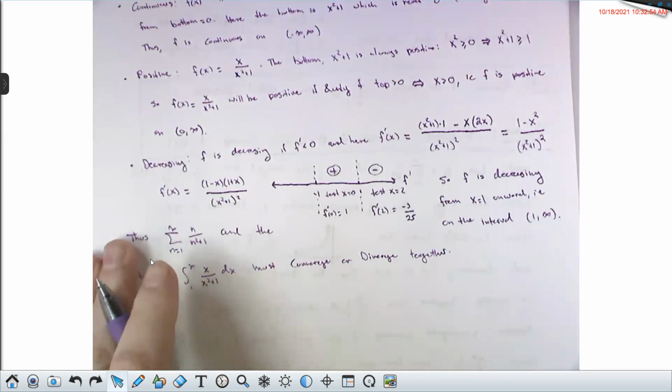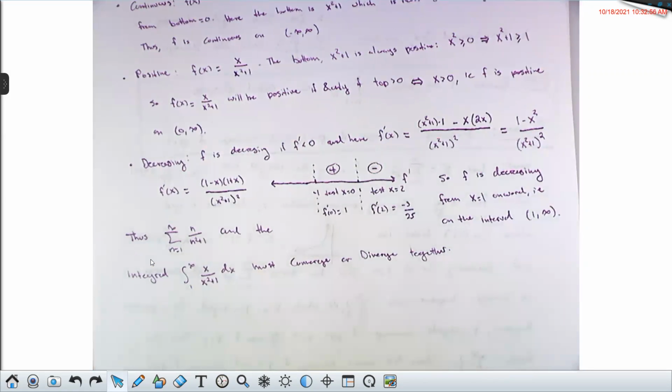I still haven't answered the question, does the sum converge? I've just shown that the series does the same thing as the integral. So now I need to compute this integral, or at least determine whether the integral converges or diverges. Once I know that, because we've shown these 3 things, I can say that the series does the same thing.